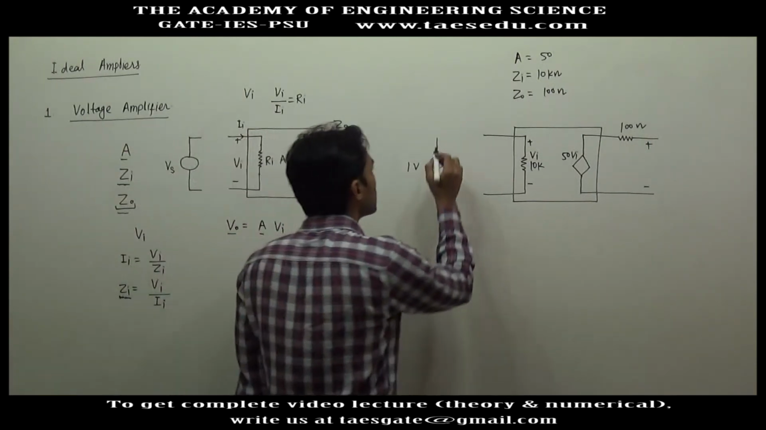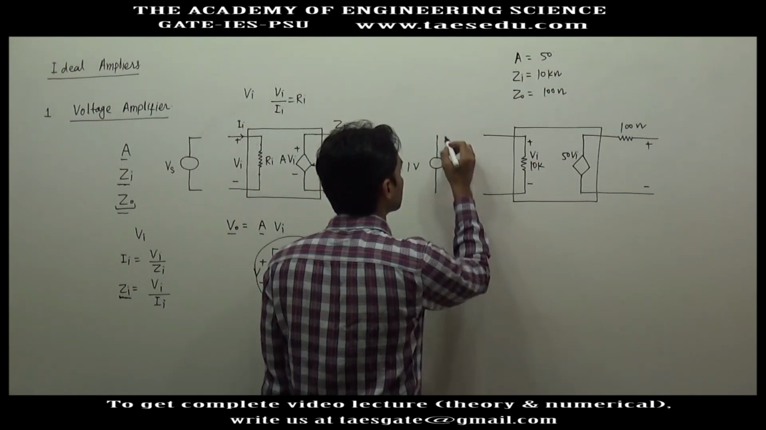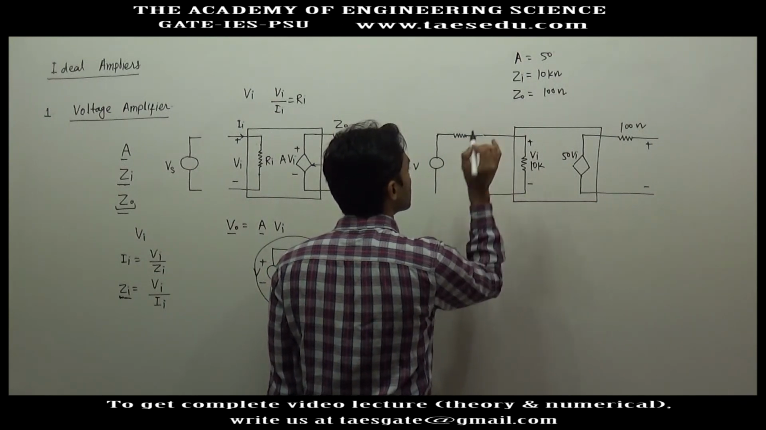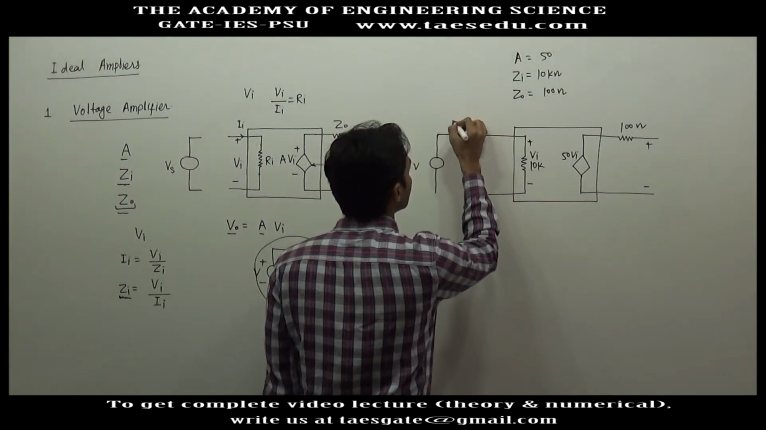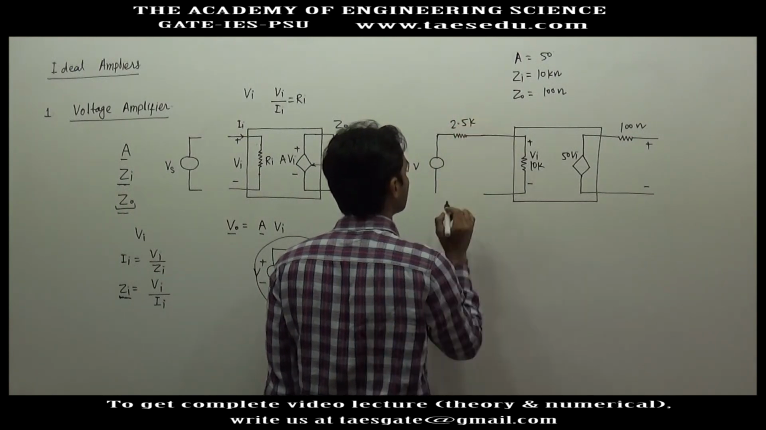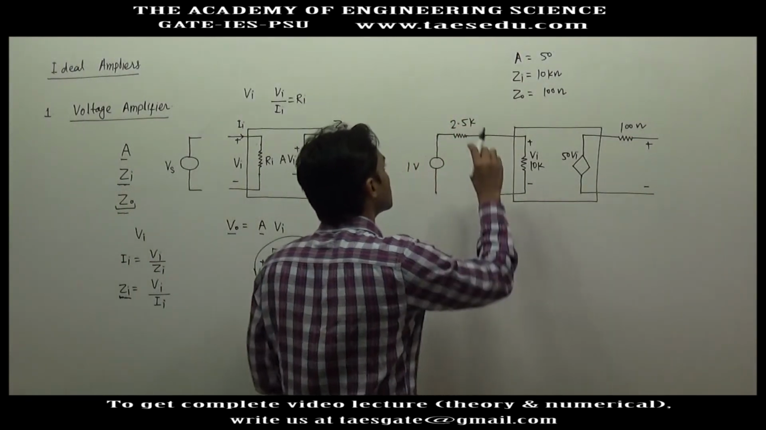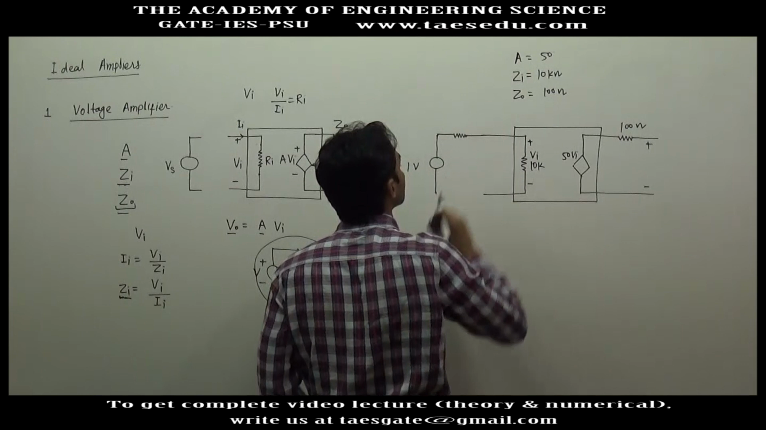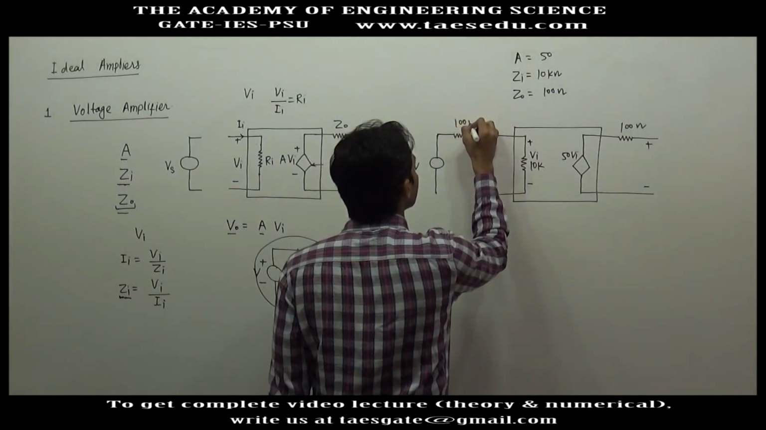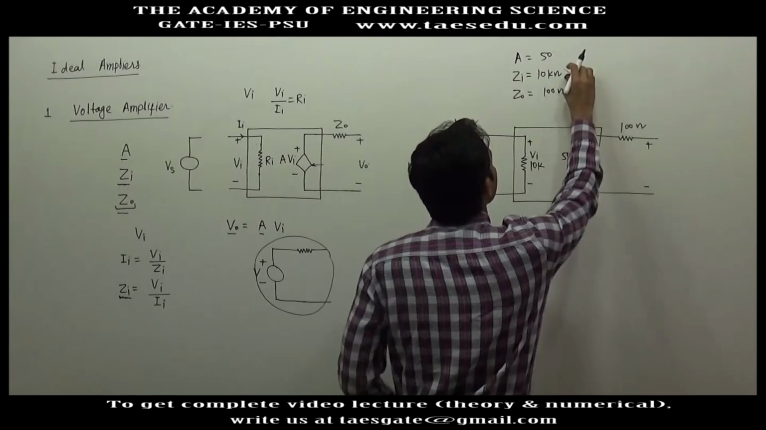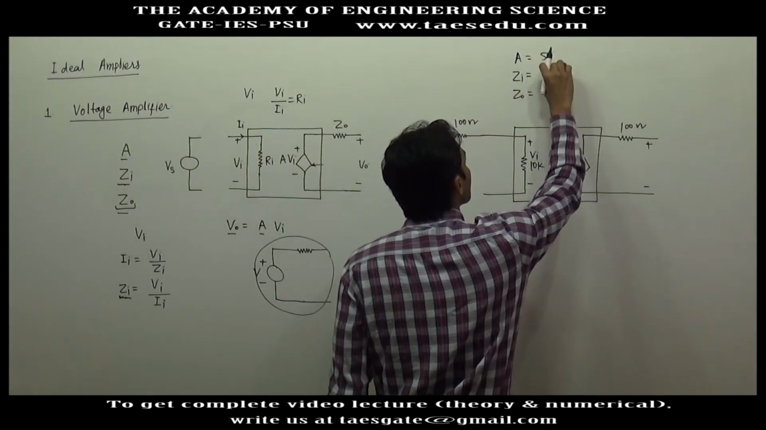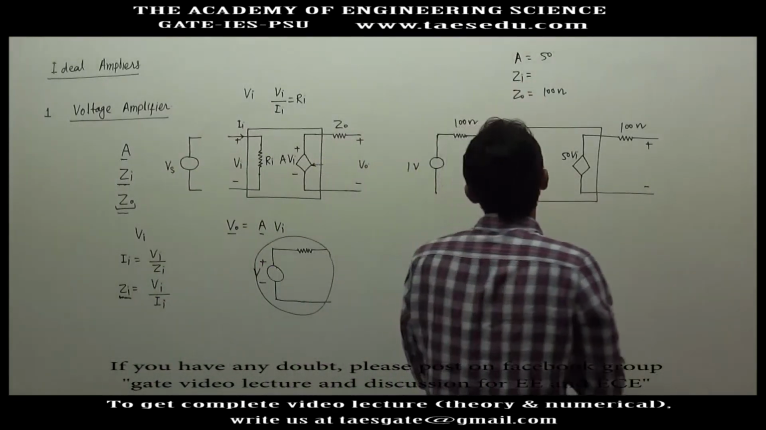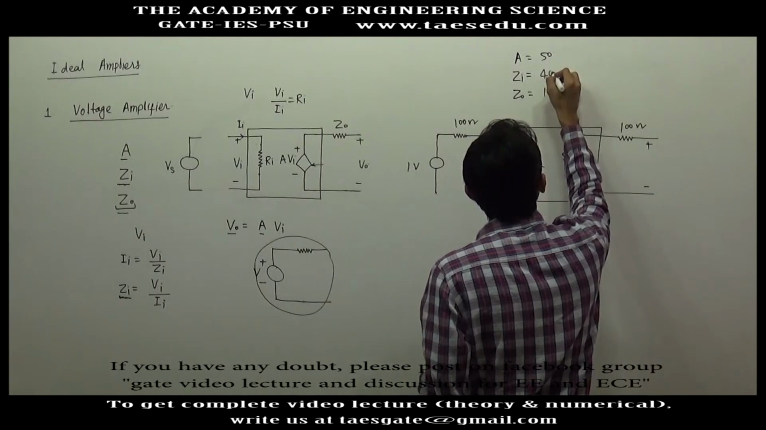So this is the modeling of a non-ideal voltage source. Let's say you have a non-ideal voltage source and it has internal resistance, let's say 2.5 kilo ohm. This seems very large for a voltage source, so let's say this is 100 ohm. The input impedance should be high, but just to show the effect of non-ideality, I'm taking a low value. Let's say this is 400 ohm.